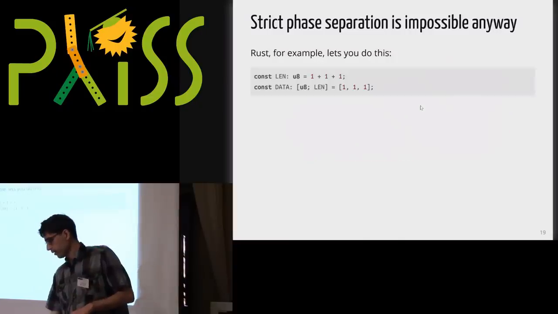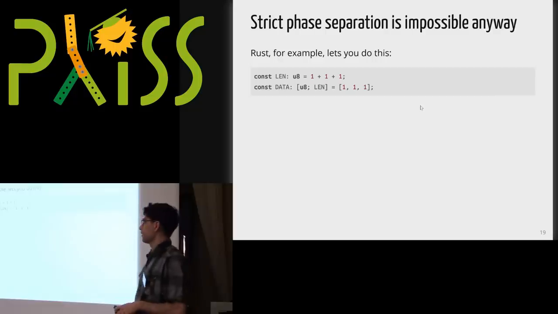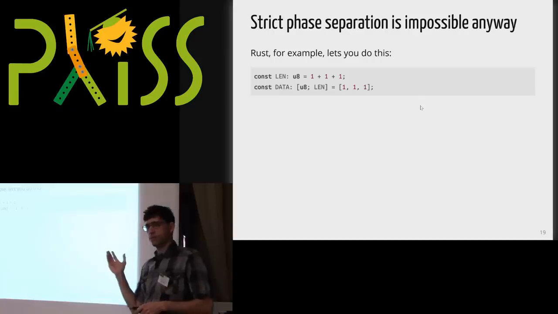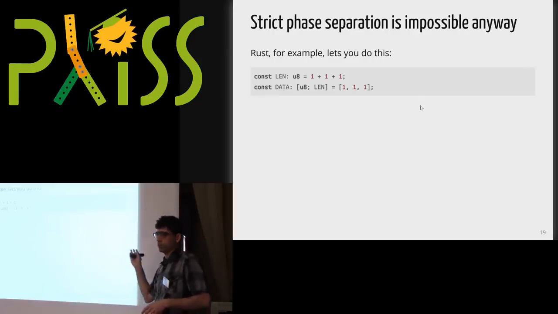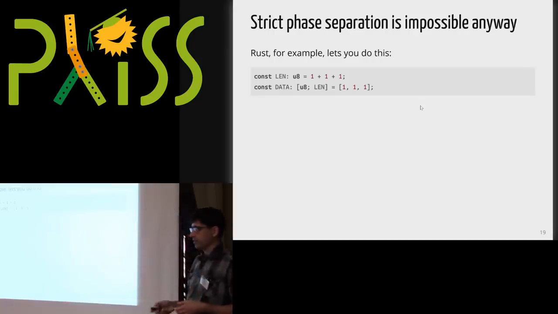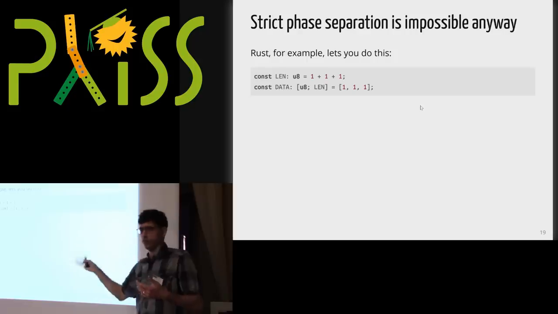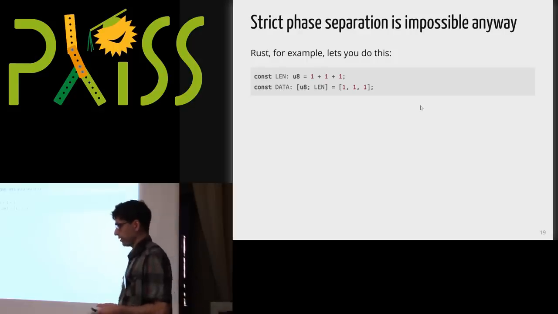And I'll give you an example from Rust to start. So Rust allows you to have constants. Here we have the constant len, which is defined as 1 plus 1 plus 1. And then we have a data constant, which is an array. And we specified the length as being the constant len, so 3, right? And I can do this.